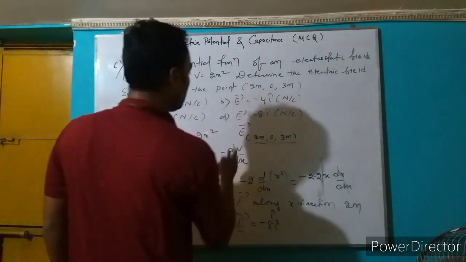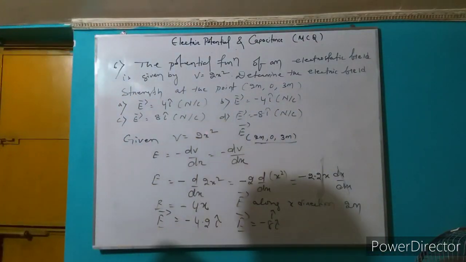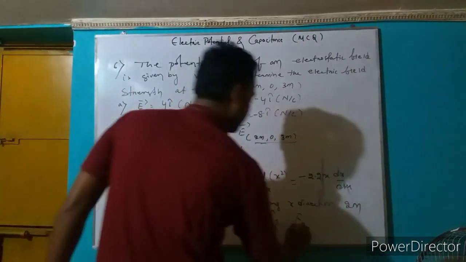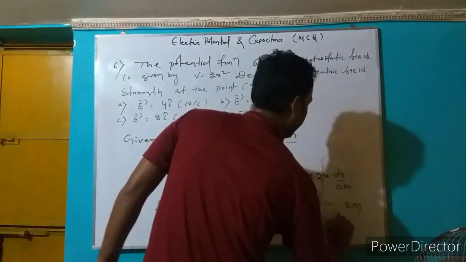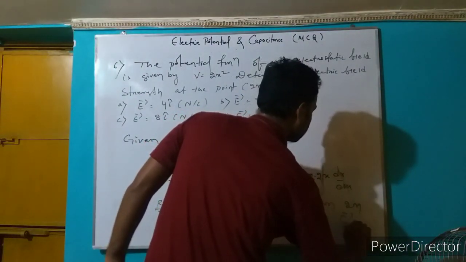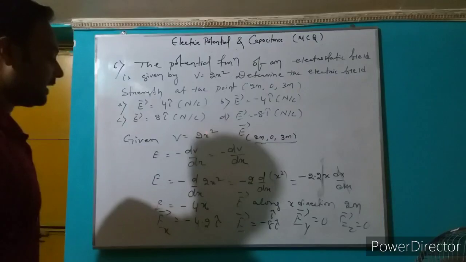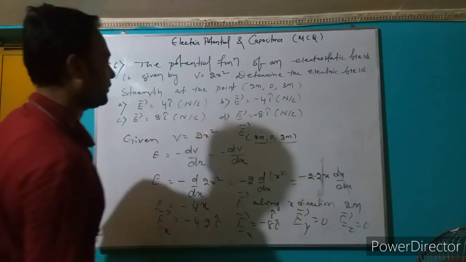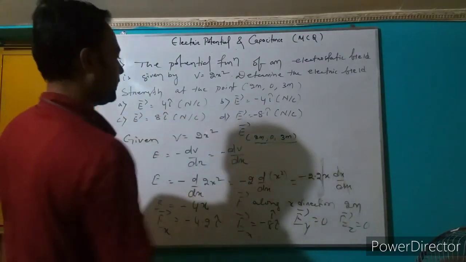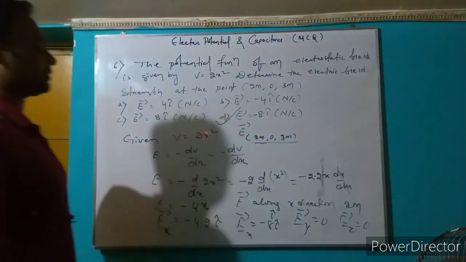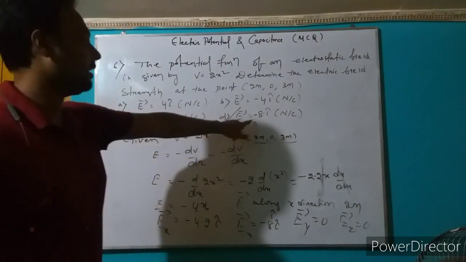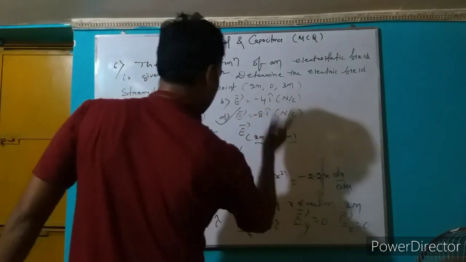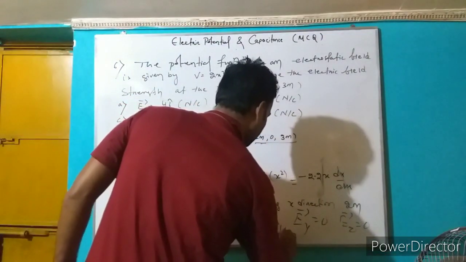But there is no y direction and z direction here. That means the electric field is along x direction only. So electric field along y direction is 0 and electric field along z direction is 0. That means electric field along x direction is minus 8 i cap. Here option D is the correct answer, that is electric field along x direction is minus 8 i cap Newton per coulomb.